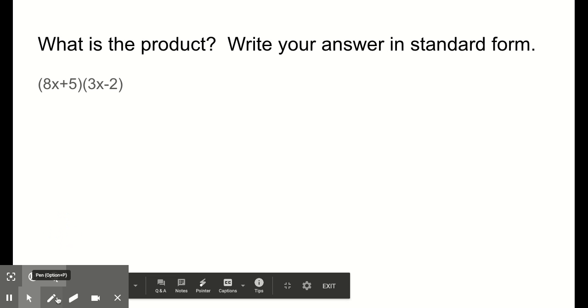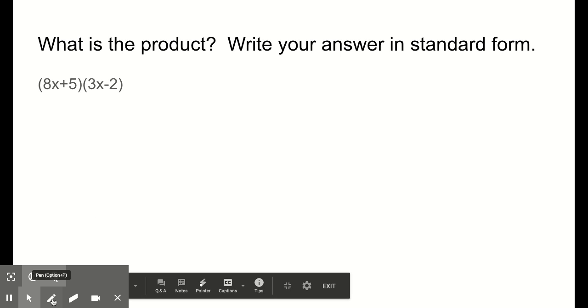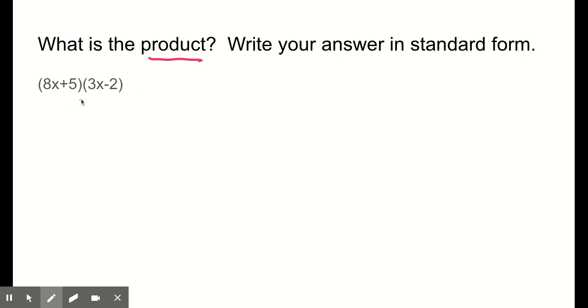For this next question, we're looking for the product. The product means we multiply. So if you take a look at the two binomials, you'll see that they're not separated with any symbol. And anytime you have two things written directly next to each other, that indicates multiplication. So here we need to double distribute to multiply. So we have to break apart this first binomial and distribute each of the parts into the second binomial.